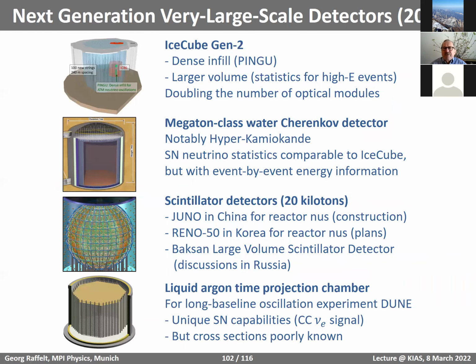Okay, the next generation of detectors are IceCube Gen2 with a lot more optical strings, and the megaton class detectors, of which I hear one may also be built in Korea. But for now, I think the Hyper-Kamiokande will be built, one of them in Japan, and JUNO in China. I don't know what the exact state of RENO-50 in Korea may be, but you probably know more about this one. And of course, the DUNE detector in the US. So there are many big detectors coming up.